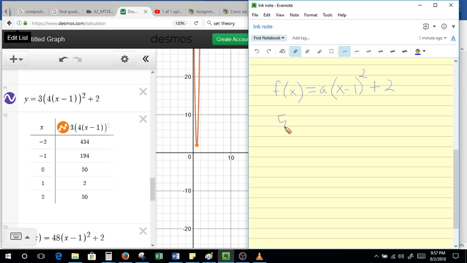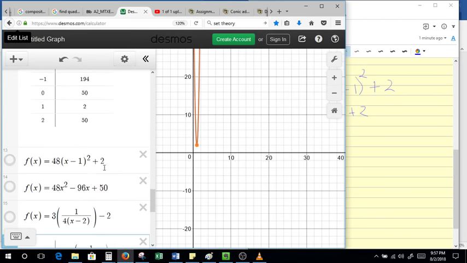and 0. So 50 equals a, and then 0 minus 1, it's going to be negative 1 squared, is just going to be 1, plus 2. Let's move the 2 over. 48 equals a. So if we take a look at this, we see that we are correct.